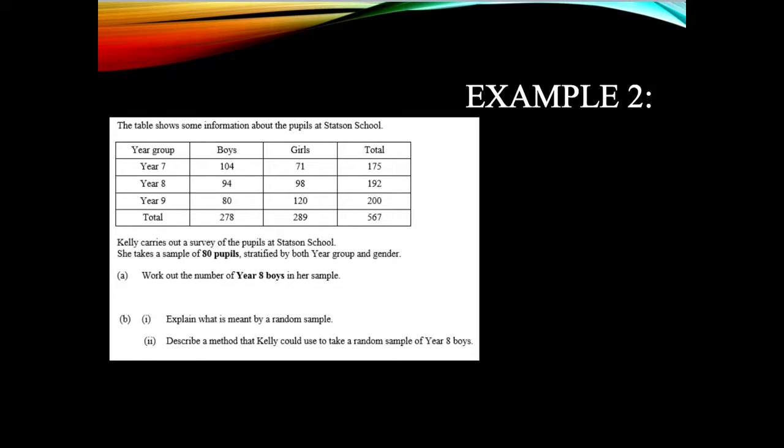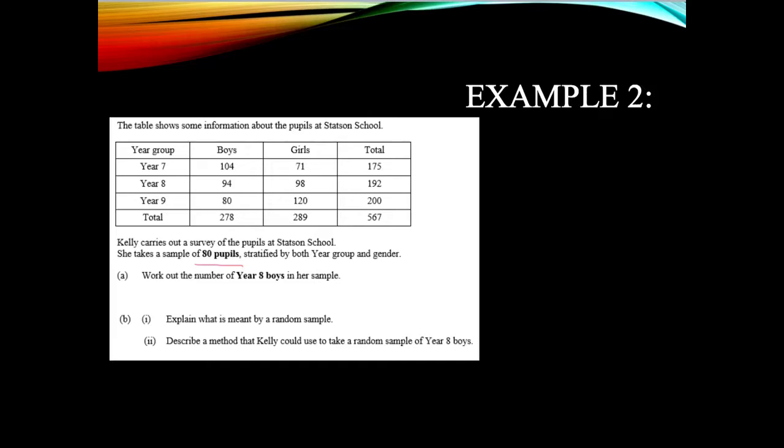Here we've got a table that shows some information about pupils at a school, and this is very similar to most exam questions. It tends to be to do with schools and boys and girls and different year groups. It's a standard question. Here it says Kelly carries out a sample of the pupils at Statson School. She takes a sample of 80 pupils, stratified by year group and gender. Work out the number of year 8 boys in her sample.